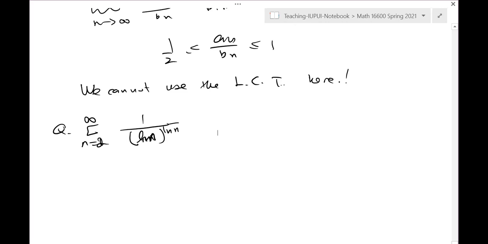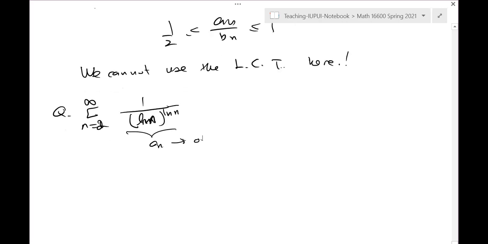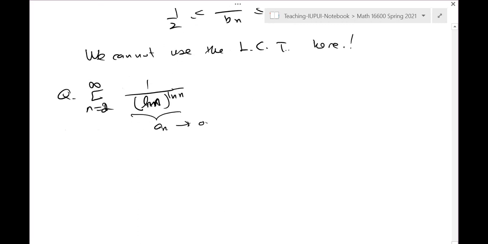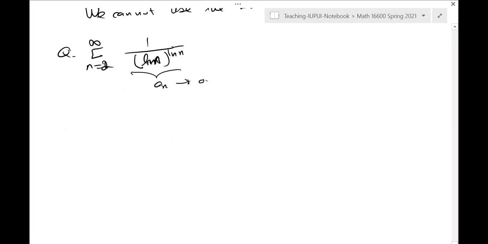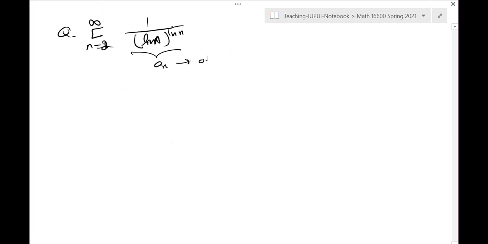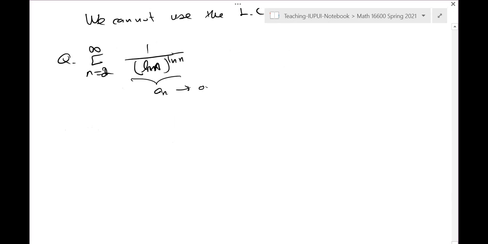All right, so clearly the nth term approaches 0. The denominator is getting larger and larger. You cannot use the integral test. You cannot use a comparison test directly. The nth root test does not work. The only possible way you can try to prove this is going to use a comparison test.